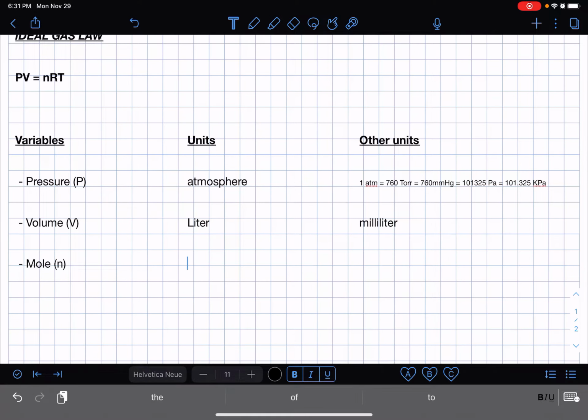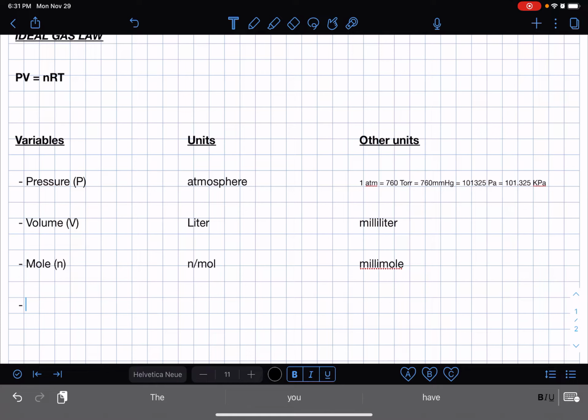The main unit of n is mole, or you could also describe it as mol without the e at the end. And for the other units, we have to take note of this quantity. I'm sorry, I think we have to take note of it later. The other unit of mole is millimole.